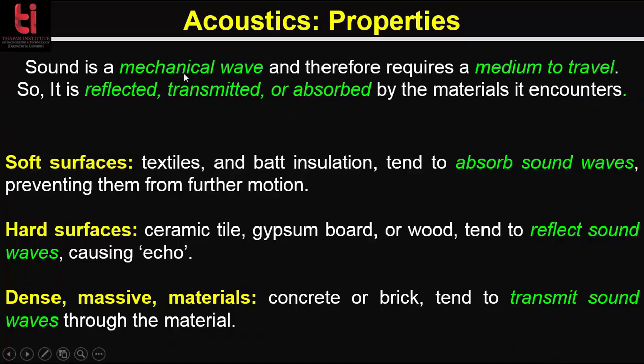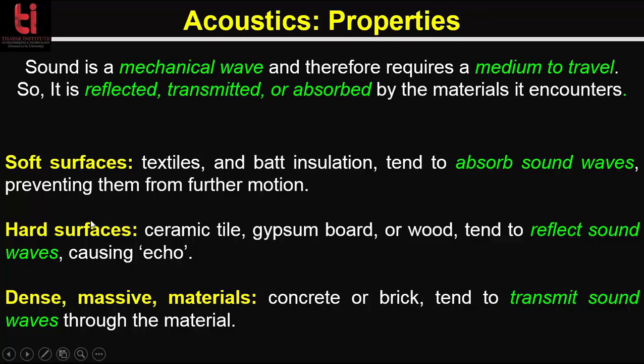So sound is a mechanical wave and therefore requires a medium to travel. It is reflected, transmitted or absorbed by the materials it encounters. So there are different kinds of materials. For instance, there are soft surfaces, that is textiles or batt insulation. These actually absorb sound waves, preventing them from further motion.